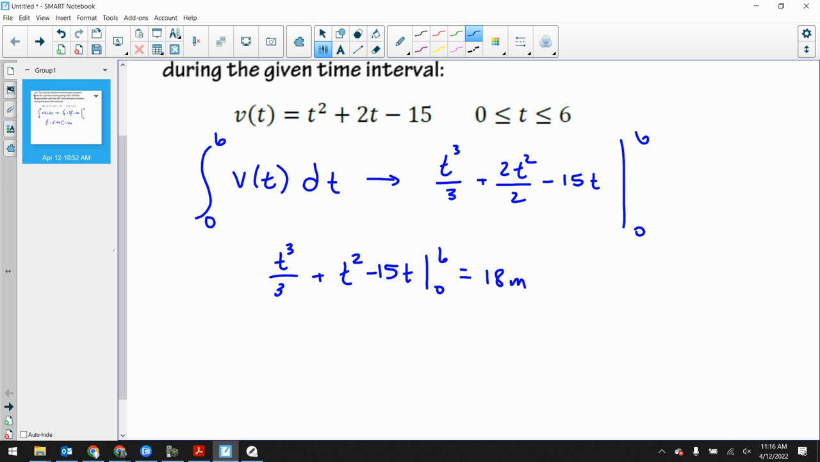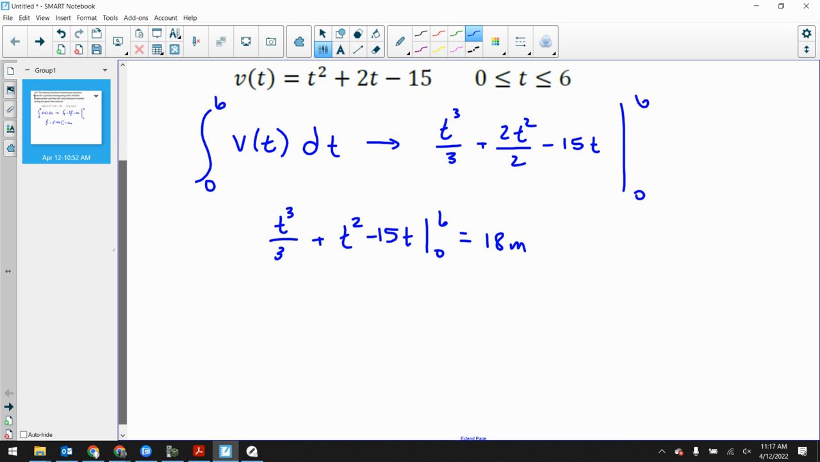All right, now the more difficult part about this is figuring out when it's moving in a positive direction and when it's moving in a negative direction. So looking at the velocity function, I know if the velocity is negative, I'm moving in a negative direction, right? So what I'm going to do here is say t squared plus 2t minus 15 is equal to 0. When is the velocity equal to 0? Meaning, when am I going to change directions?